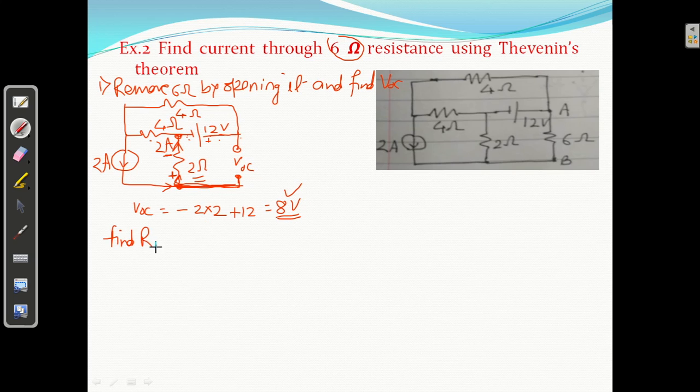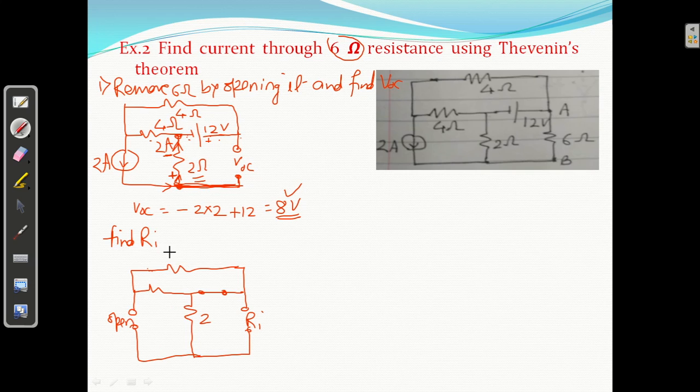Find RI. How to find RI? Whatever the sources we have, remove them: voltage source by shorting it, current source by opening it. We have to find RI between these 2 points, right? This is 2 ohm. This is shorted, voltage source short. What about the current source? It is open. Current source will be replaced by opening it.